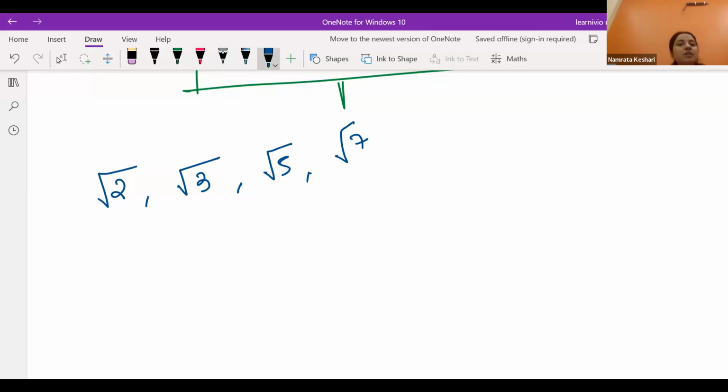But yeah, the long division method you have learned in the previous class, and you will try finding the value for root 2 by using the long division method for finding the square root. Have you learned the long division method for finding the square root of any number?